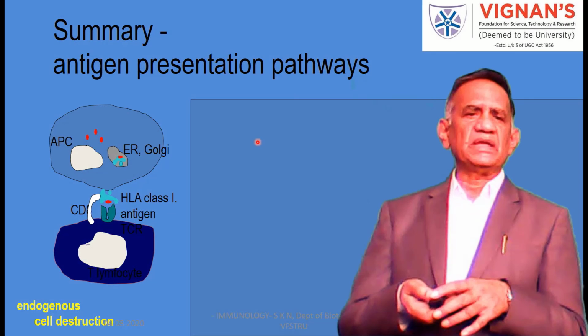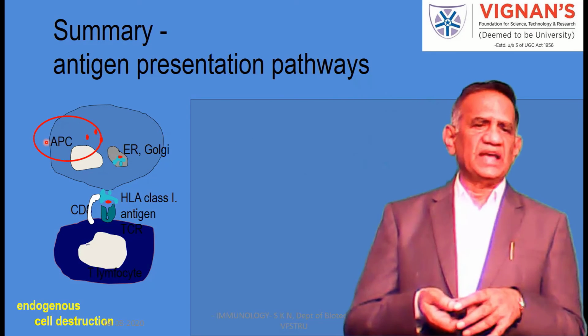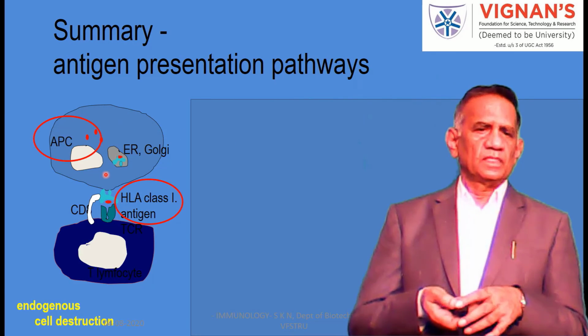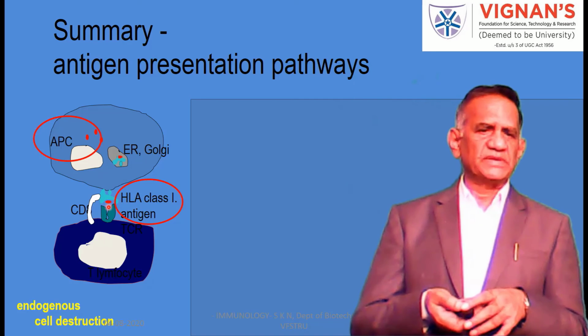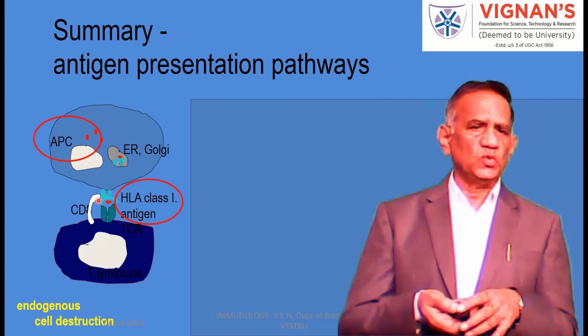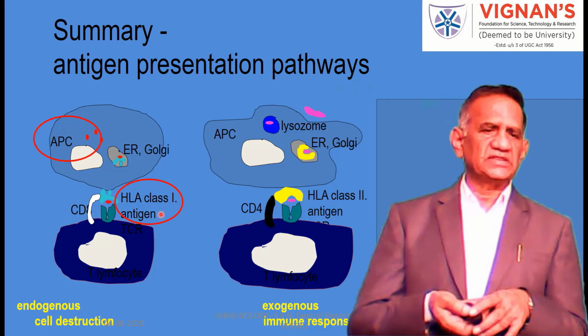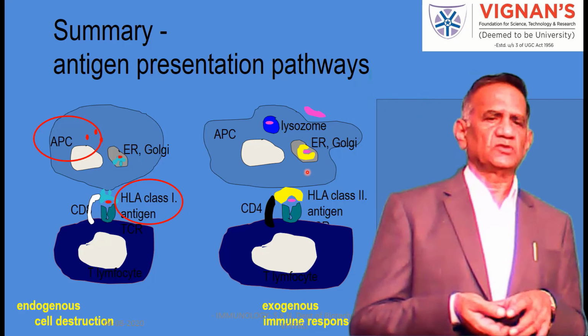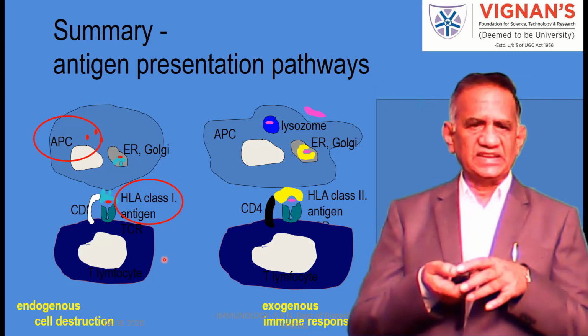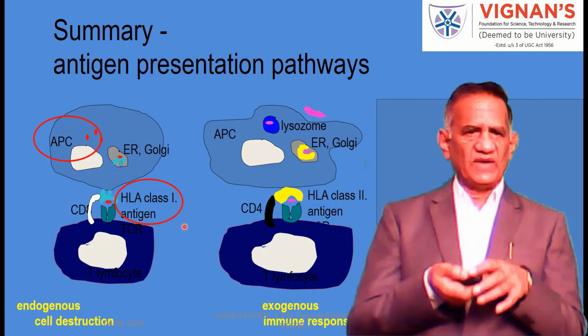Now let us see the summary of the antigen presentation pathway. This is the antigen presenting cell. Okay, this is the antigen presenting cell presenting the viral peptide through the class 1 molecule. As a result, there is endogenous cell destruction. The whole antigen presenting cell is destroyed because it is carrying the virus part.